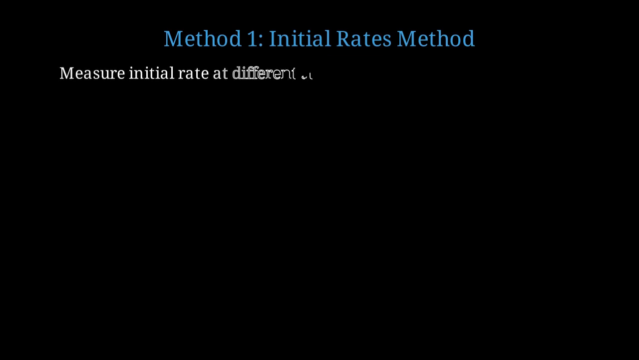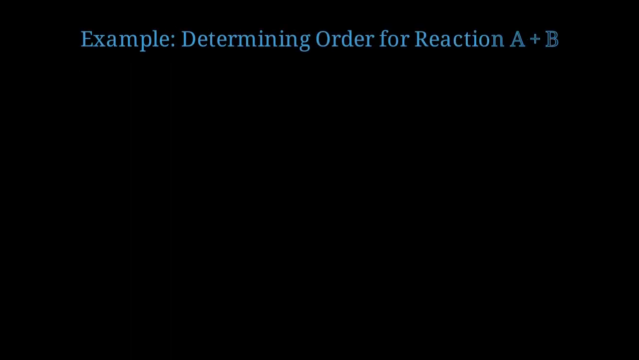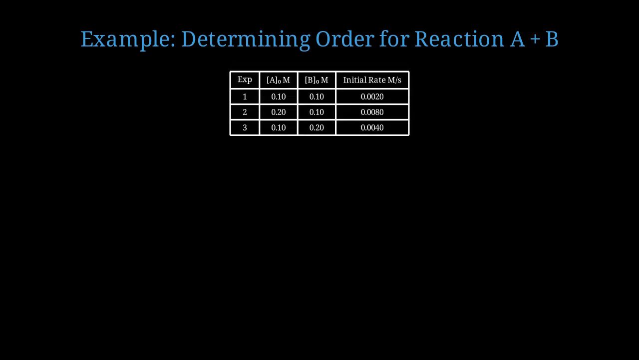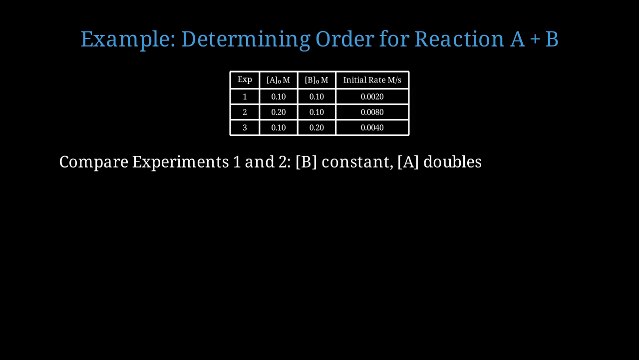You perform multiple experiments where you systematically vary the initial concentration of one reactant while keeping others constant, then measure the initial rate of reaction. Let's work through a concrete example. Suppose we have the reaction A plus B goes to products, and we want to find the rate law. Here's our experimental data. In experiment 1, both A and B start at 0.10 molar, and the initial rate is 0.0020 molar per second.